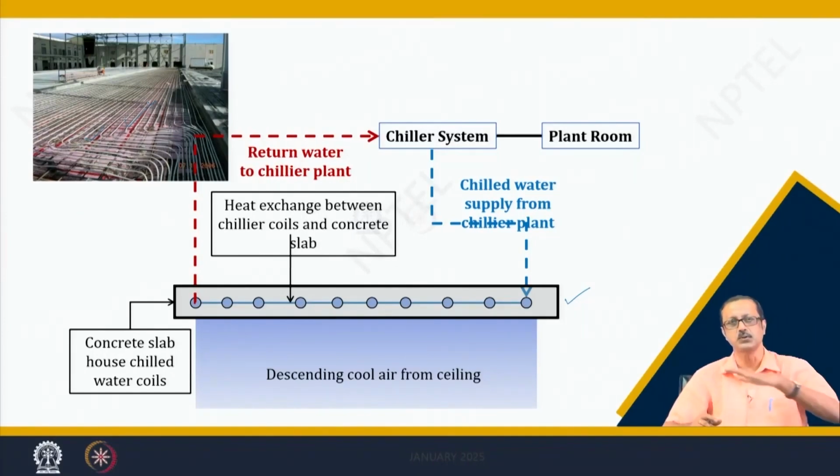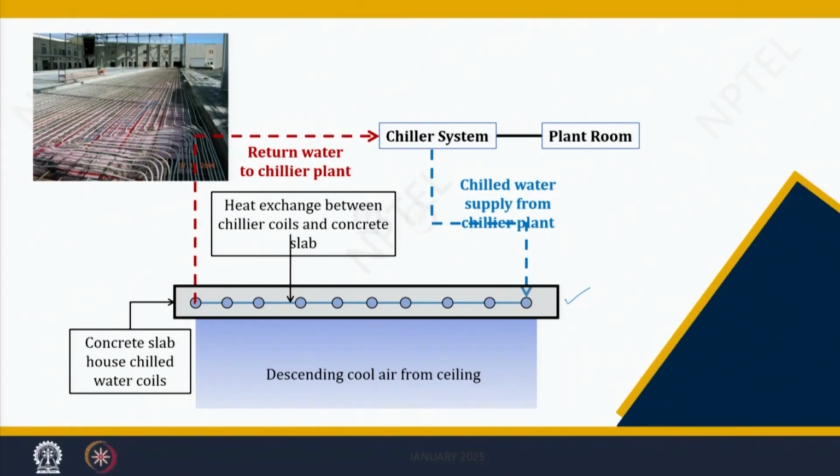And if there is a fan or a kind of downdraft there, a descending air will be cooled. That can come from the ceiling, or sometimes it can also be implemented in the walls, so it comes from the wall. That is the concept of this particular type of radiant cooling system.